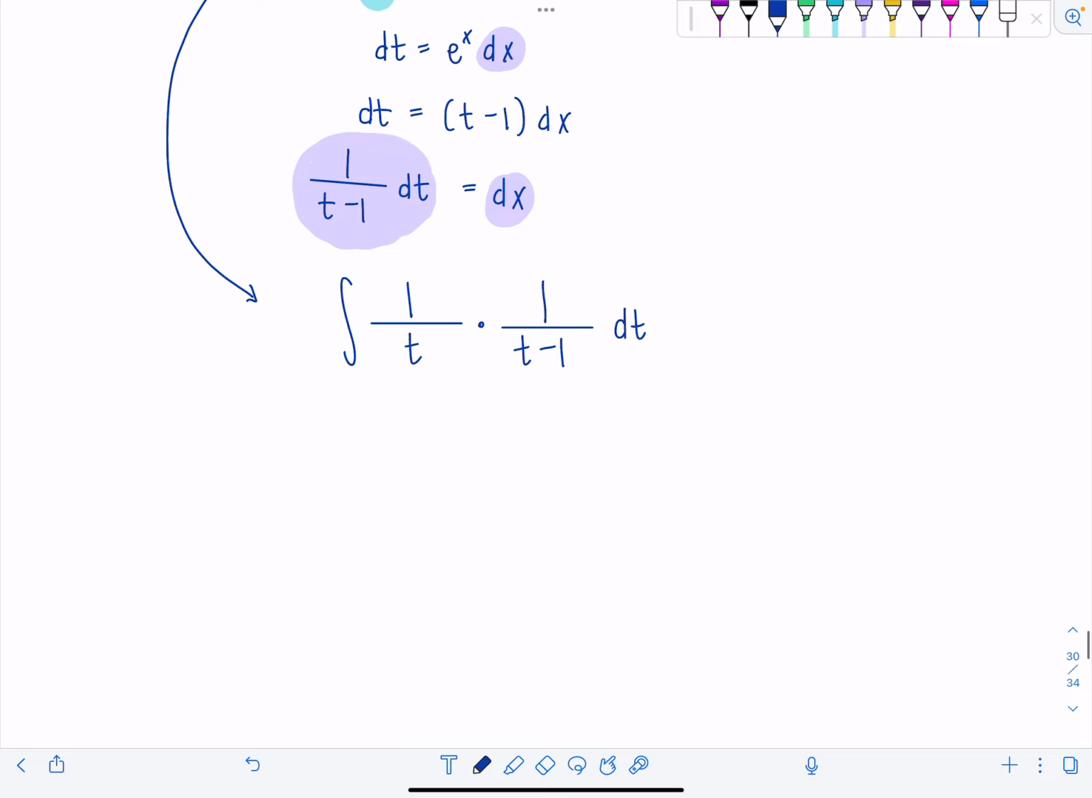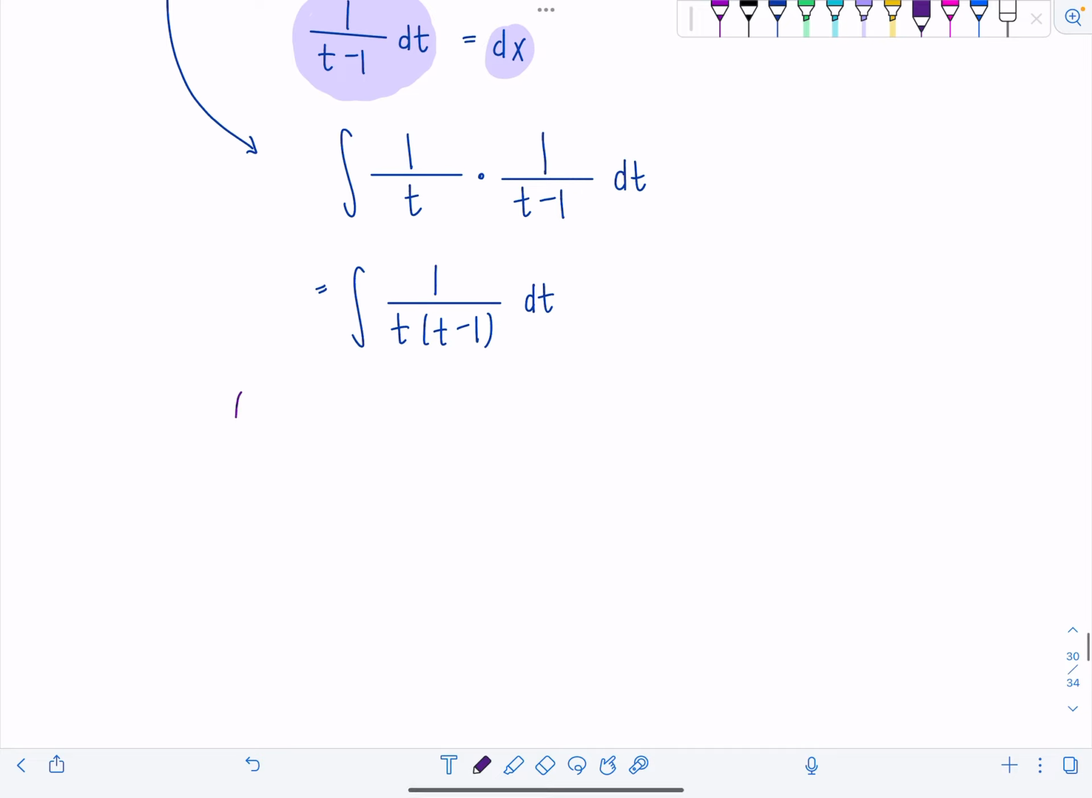Now, hopefully you recognize it's time to use partial fraction decomposition. This is 1 over t times t minus 1 dt. And so if I find the partial fraction decomposition for the integrand, then I should be in good shape and ready to evaluate this integral. So let's do that off to the side. We've got 1 over t times t minus 1. Those are both linear, non-repeated factors in the denominator. So we'll have A over t plus B over t minus 1.